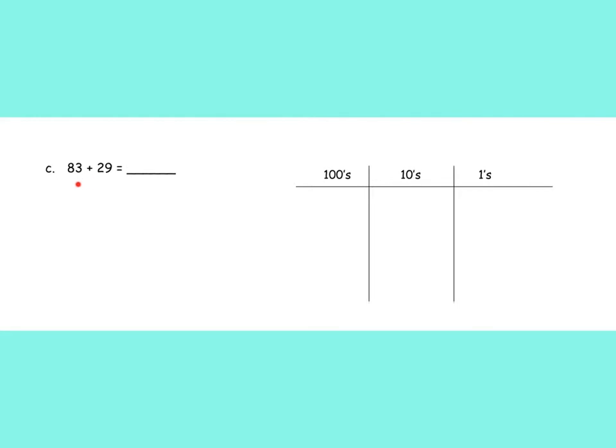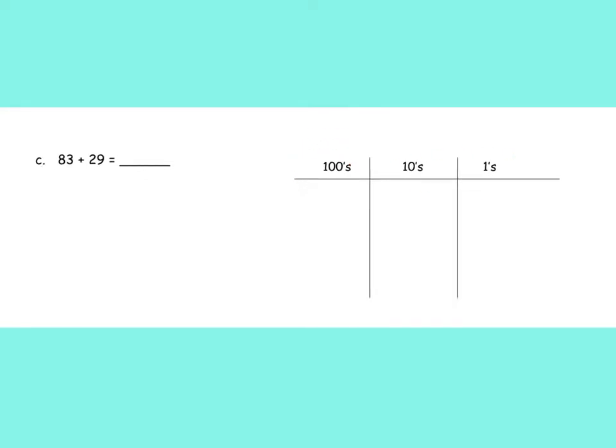Our first problem is 83 plus 29. We're going to use a place value table to determine our answer. First we'll start with 83. The number 83 has 8 tens, so we're going to put 8 discs in our tens place. And it has 3 ones, so we're going to put 3 ones in the ones place. And we're adding 29, which has 2 tens and 9 ones.